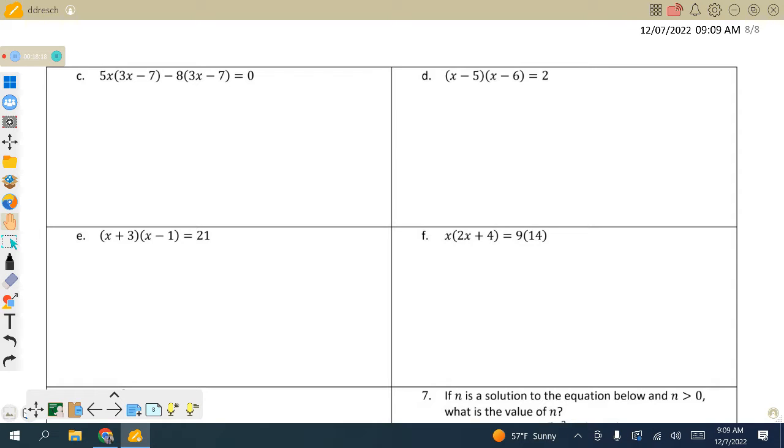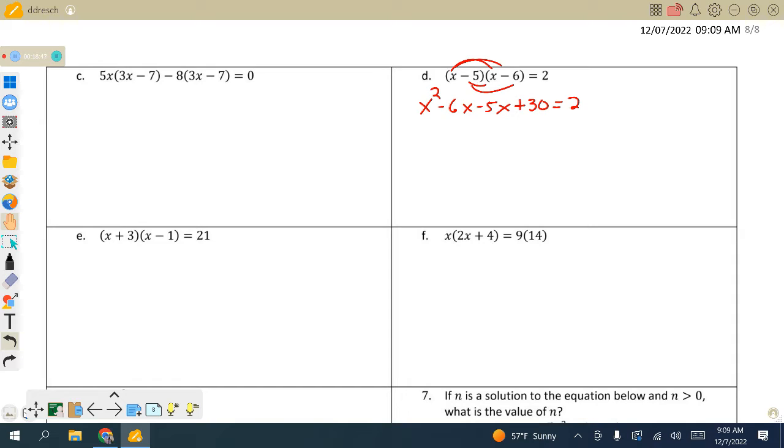This is now not in any type of form. So we have to start off by distributing this through: x squared minus 6x minus 5x plus 30 equals 2. As Lydia said, it's not set to 0. It's got to be set to 0. And because of that, we got to do a lot of distributing. Then we got to combine like terms. And then we got to subtract 2.